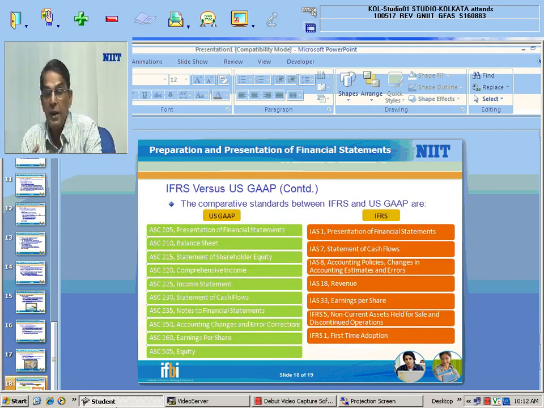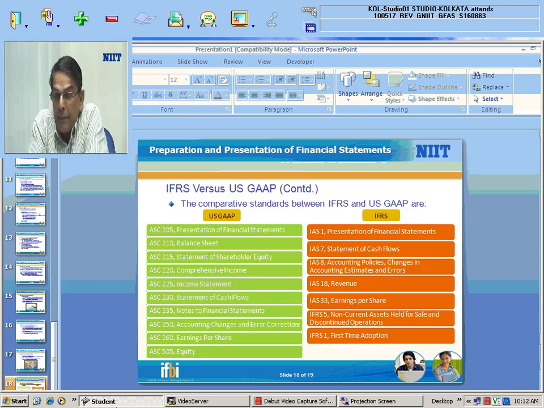So the comparative standards between IFRS and US GAAP, basically which are the relevant standards under IFRS and US GAAP relating to the preparation and presentation of financial statements. IAS 1 regarding presentation of financial statements under IFRS. US GAAP: ASC 205 regarding presentation of financial statements. IAS 7 regarding statement of cash flows under IFRS. IAS 8 accounting policies, changes in accounting estimates and errors, which we'll be discussing in our next lesson.